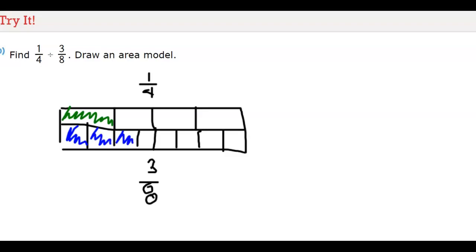Now we look at that model, and the 1/4 and the 3/8 do not have the same denominator, but we want to make sure they do. So a least common denominator of 4 and 8 would be 8. Let me show you how it would be done. You multiply the numerator and denominator by 2. So now we have 2/8, and 3/8 happens to already have an 8 as the denominator, so we keep that the same. So now we have 2/8.